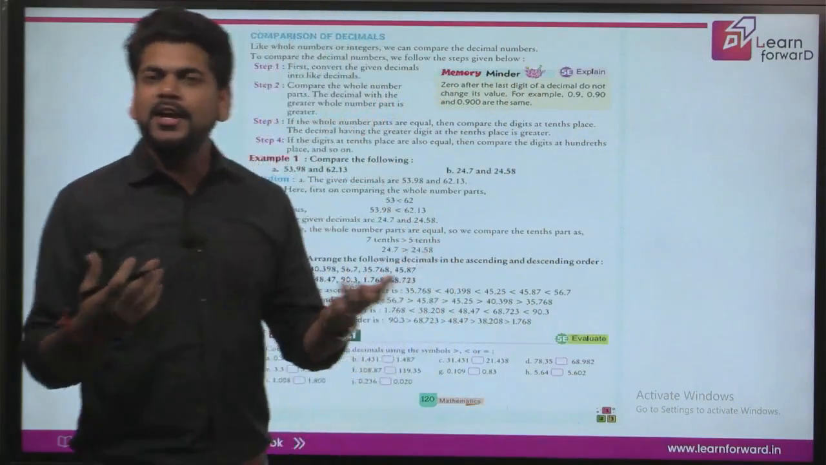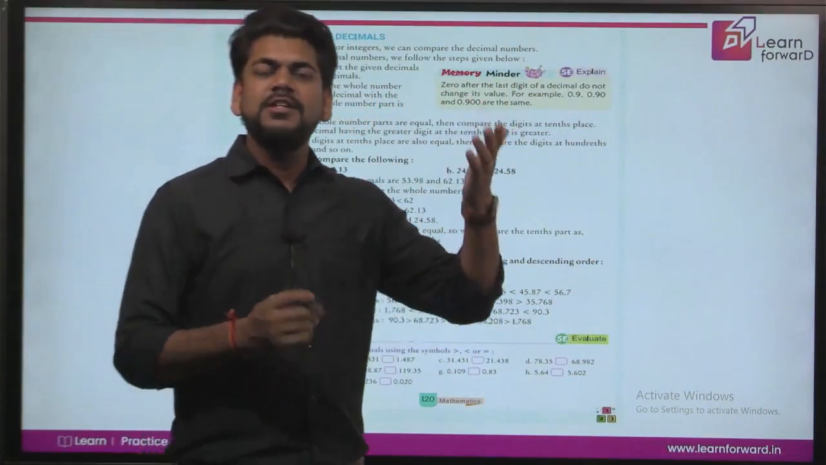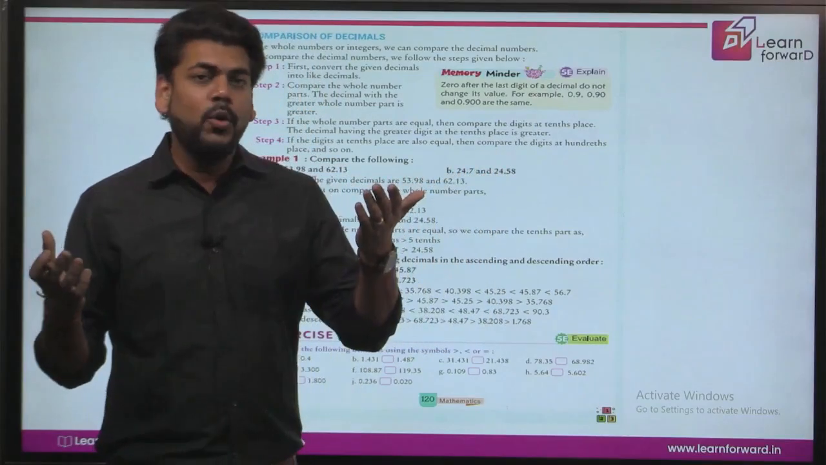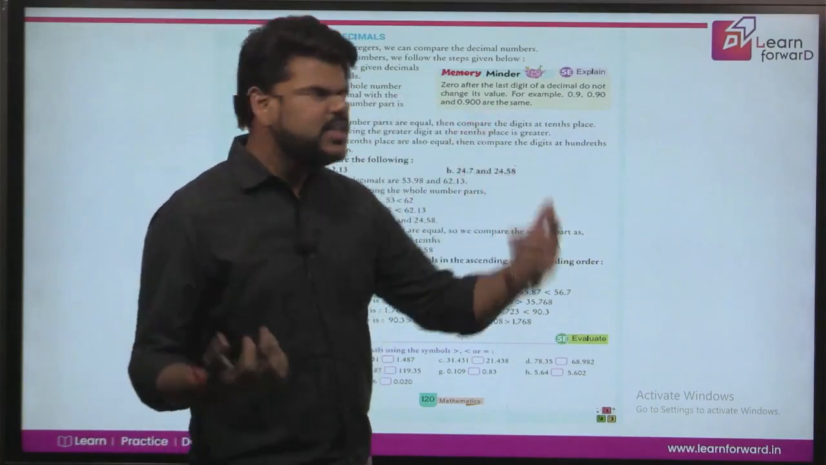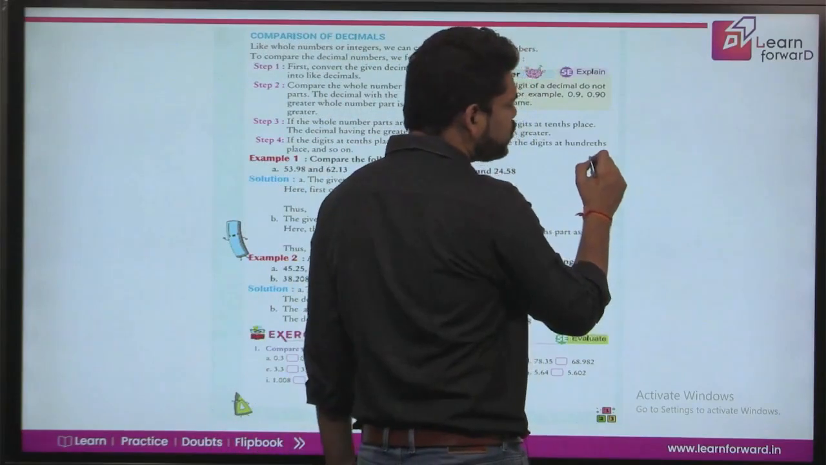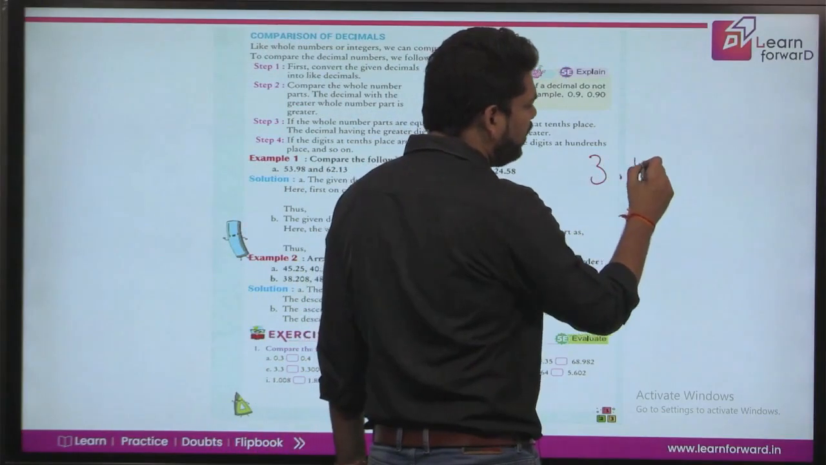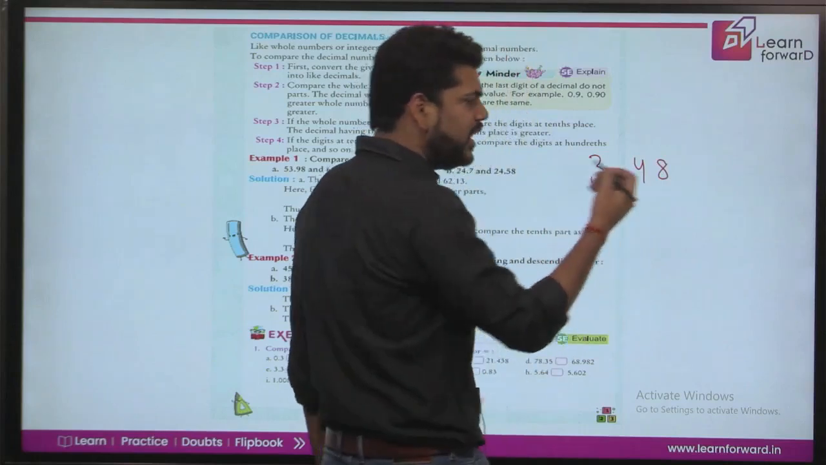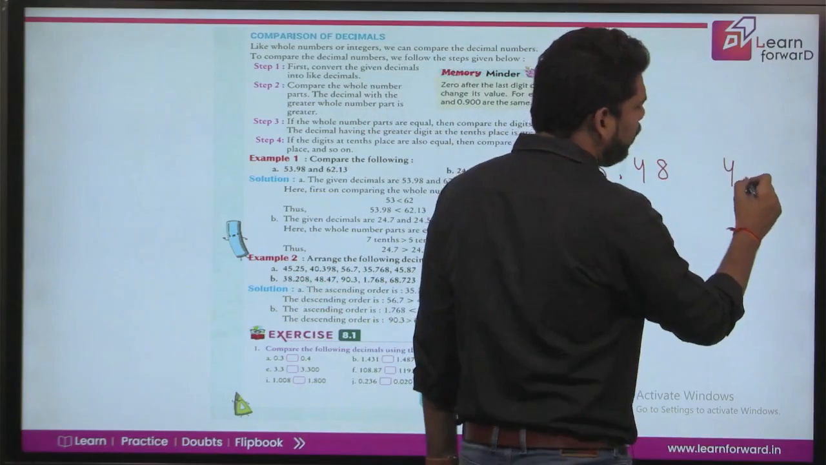We do compare different things, right? 5 girls, 3 boys. Which are more in number? 5 girls. In the same way, let us see how we compare decimals. Let's suppose there is one number 3.48 and there is one more number 4.38.